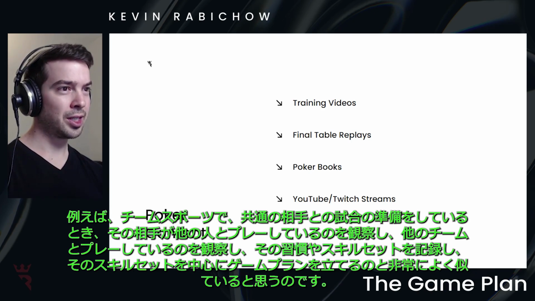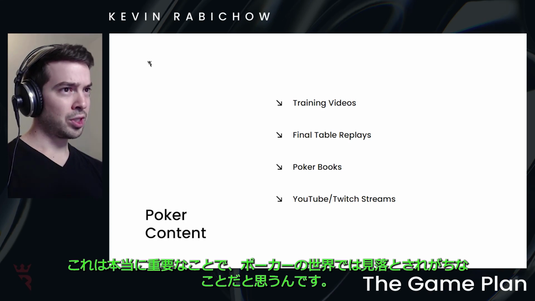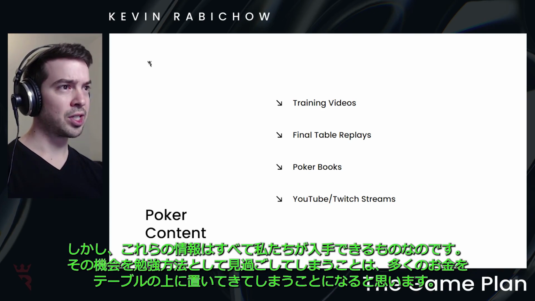If you're, for example, playing a team sport and preparing for a match against a common opponent, you would observe that opponent playing against other teams, take note of their habits and their skill set, and game plan around that skill set. This is really important and often, I think, overlooked in the poker realm. All of that information is available to us, and passing on that opportunity as a method of study is, I think, leaving a lot of money on the table.